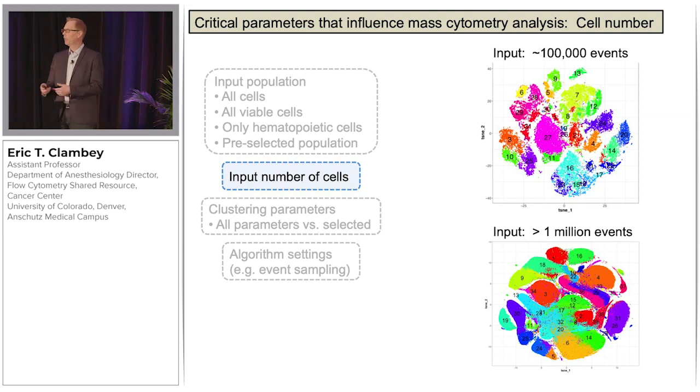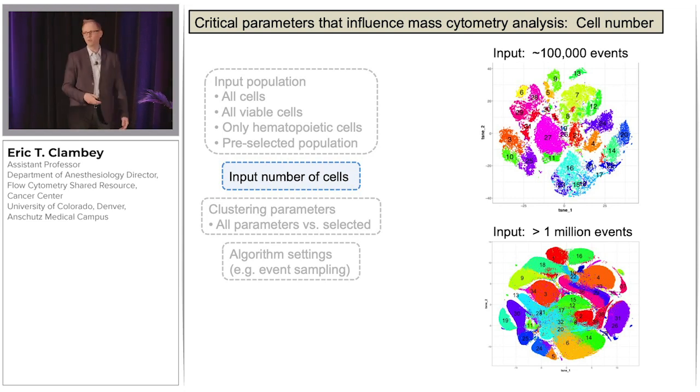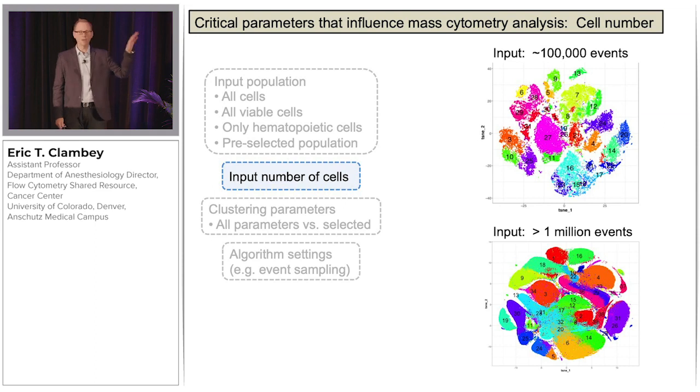Another example is that your input number of cells can profoundly influence your data visualization, and that's a well-known issue regarding t-SNE analysis. Here, for example, we've compared 100,000 events on the top versus more than 1 million events on the bottom, where you can see that when you have more than 1 million events, there is significant blurring of different clusters, really limiting your level of resolution.